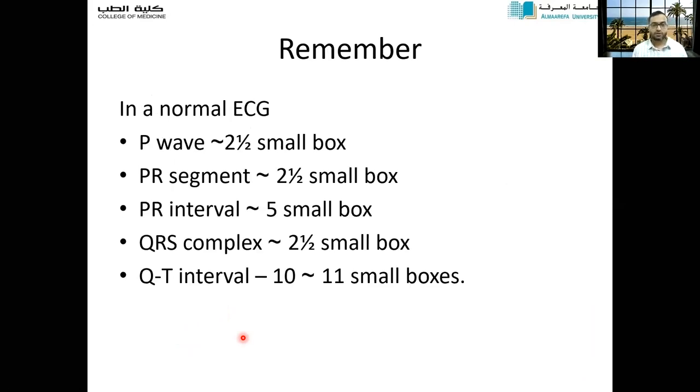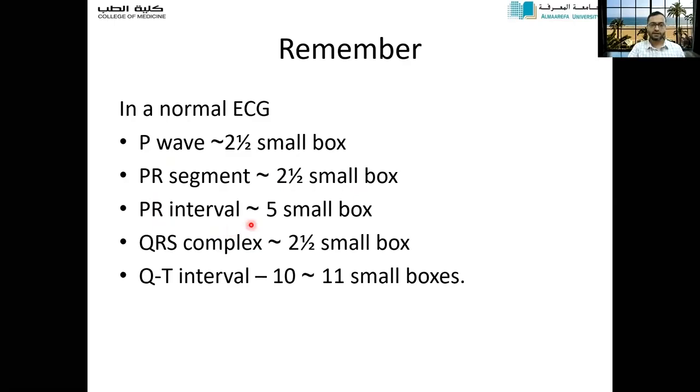I have shown you so many values. So before proceeding towards how to read the ECG, just to sum up all those things and to remember, I'm giving you one clue here, an easy way of remembering this. You can remember the formula of 2.5 small squares. The P wave, as I told you, is always not more than 2.5 small boxes. The PR segment also has a maximum limit of 2.5 small squares.